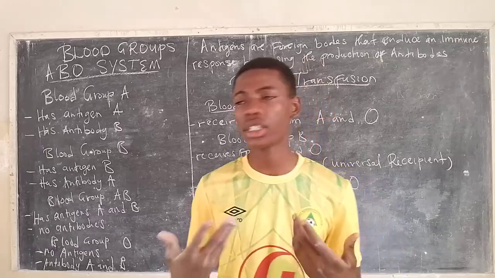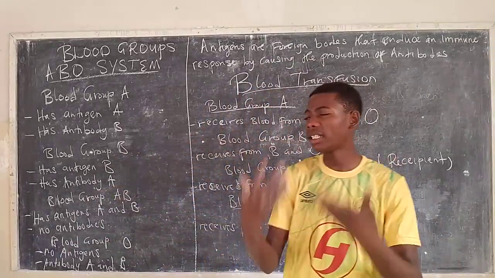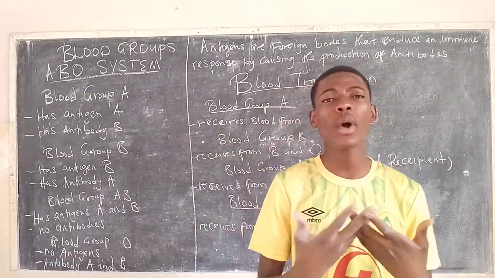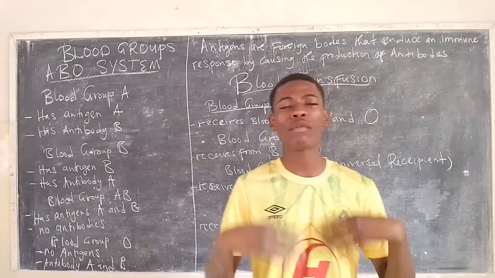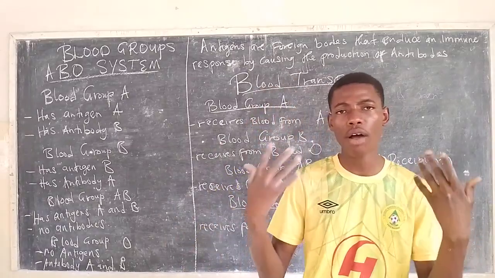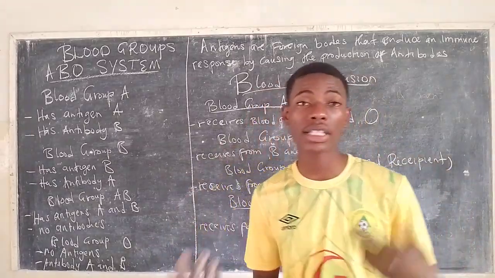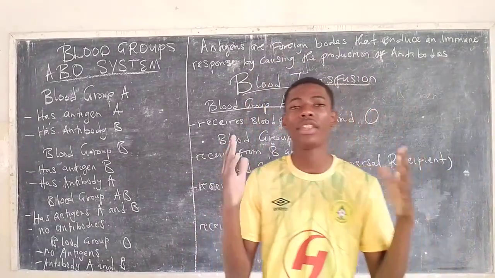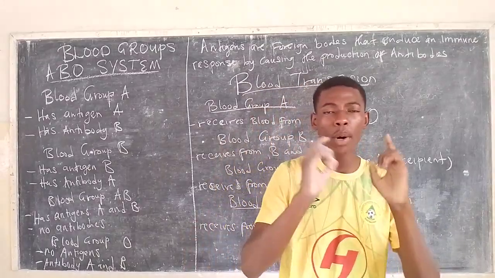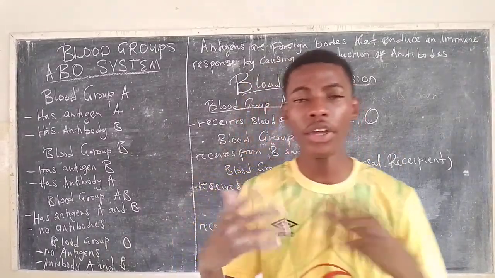As I said, just a recap, if we are talking about the antigens for a certain blood group, it will correspond to that blood group. If we have blood group B, it will have the antigens B, but the alternate will be the antibodies. Blood group B will have the antibodies A.